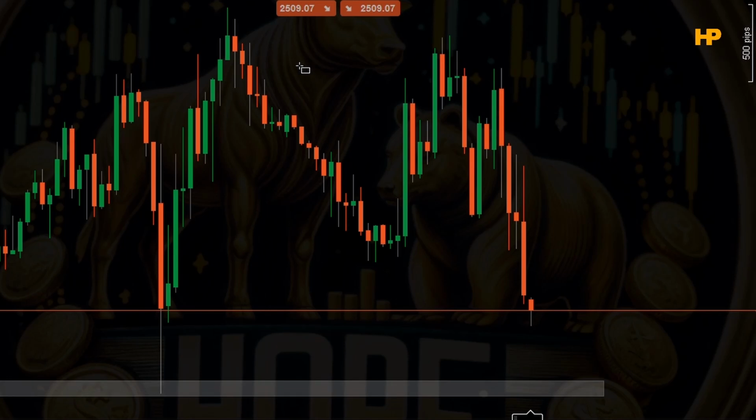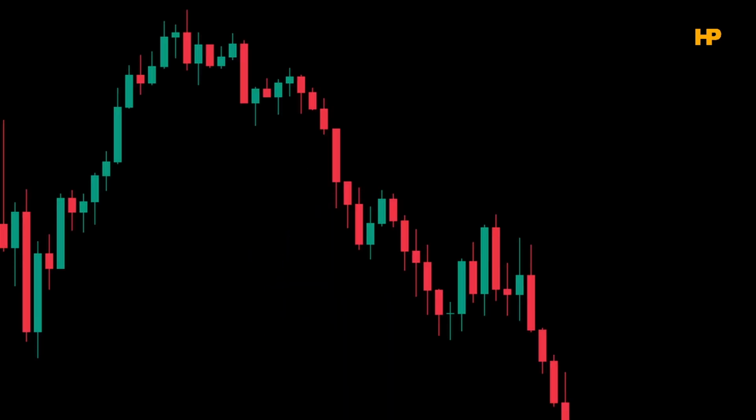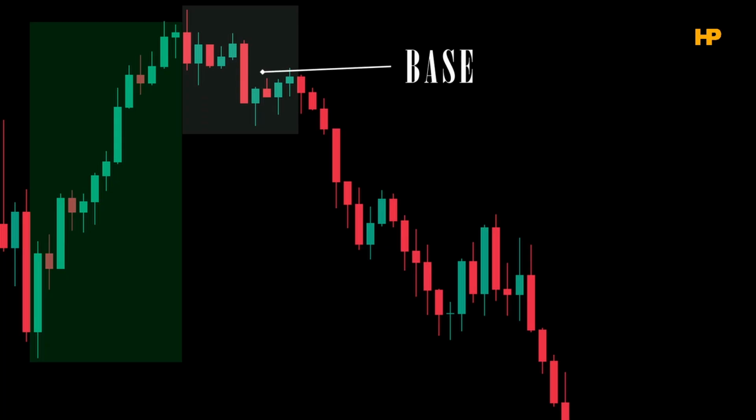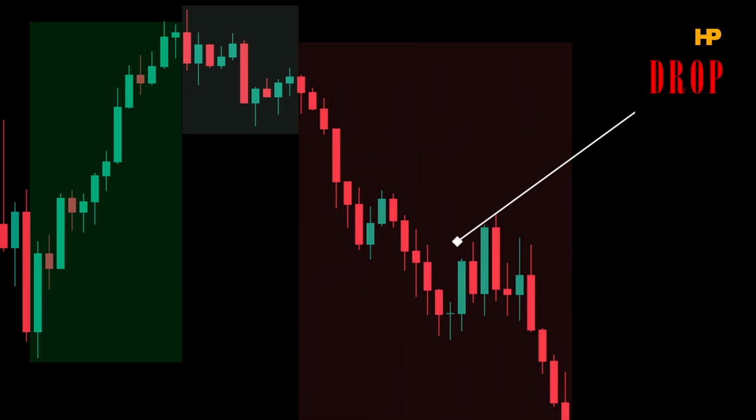So what's the RBD? Picture this: the market rallies, pauses, and then crashes. It's a three-act play. First, the rally: the price surges upward driven by buying pressure, maybe from a news event or retail traders piling in. The second one is the base. The price stalls, forming a tight consolidation zone. This is the supply zone, where institutions start building sell orders, absorbing buy orders from retail traders. The third one is the drop. The price plummets, breaking below the base as sellers overwhelm buyers, confirming the supply zone and signaling a bearish shift.